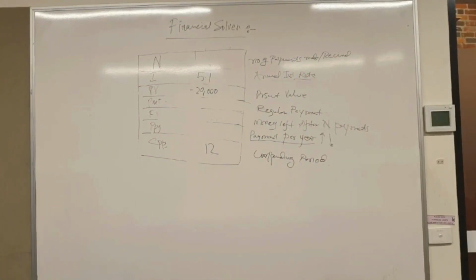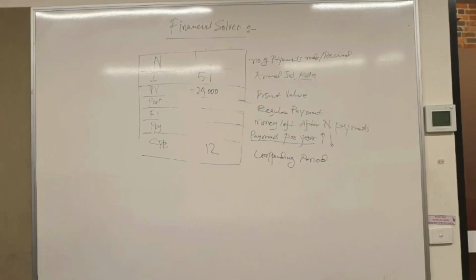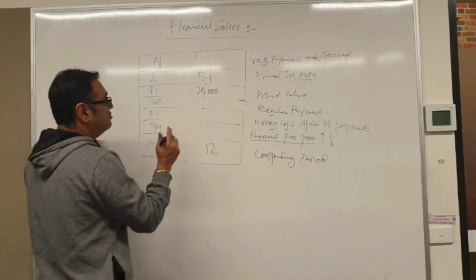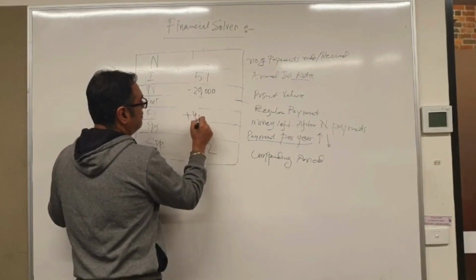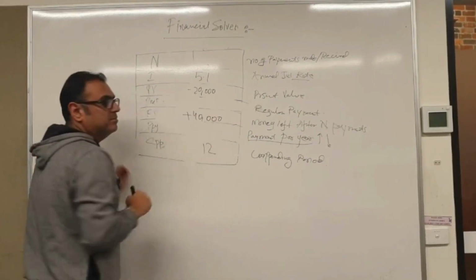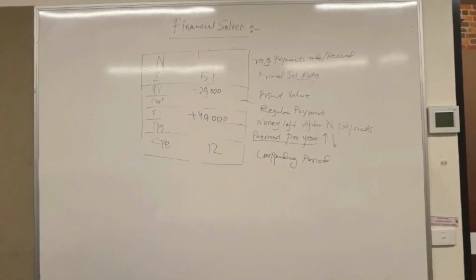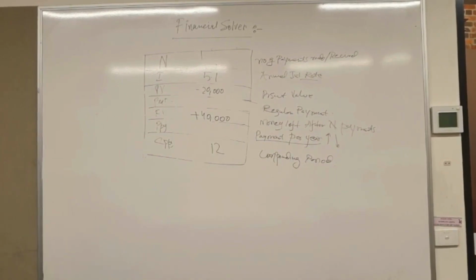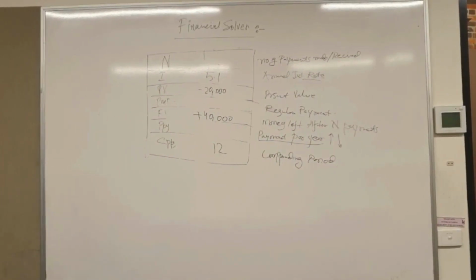It says if Winston wants his investment to be worth 40,000, that means he's talking about his future value to be 40,000. That means positive 40,000, right? In how many years is he talking about? 5 years. Now n is a challenge here.